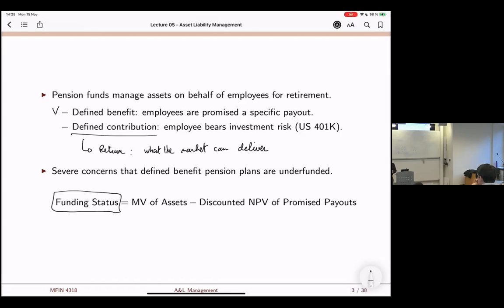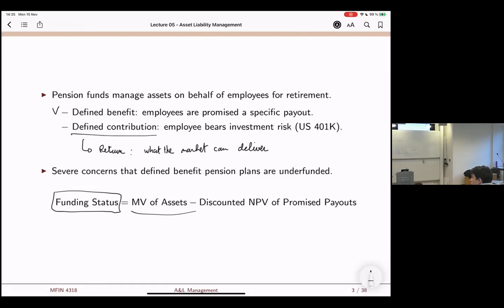So what you do is you look at the market value of assets and you subtract some kind of value of your liabilities. The market value of assets is pretty unambiguous. You just look at what are the assets on the balance sheet of the pension funds. And if it's equity, well, you just have the price. As long as you have a price for this, the market value of assets is very easy to determine.